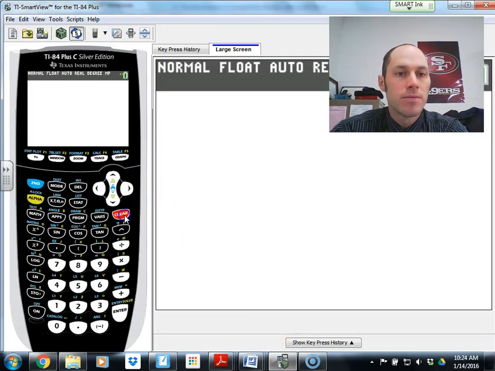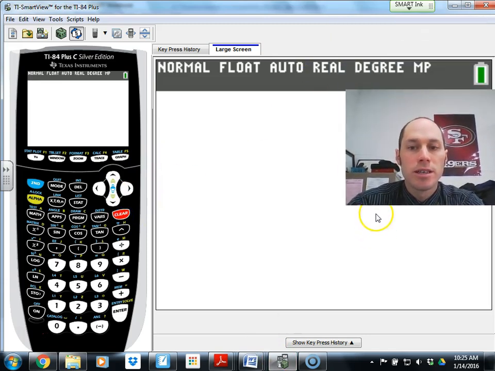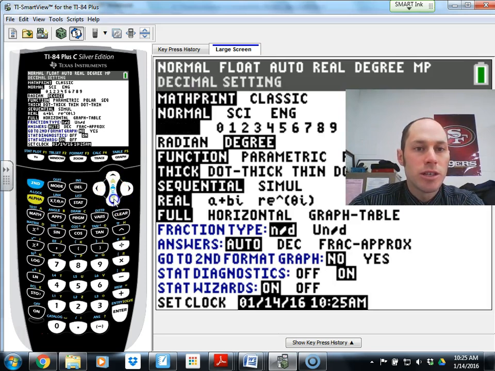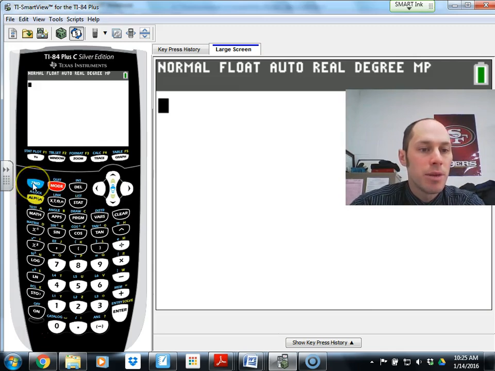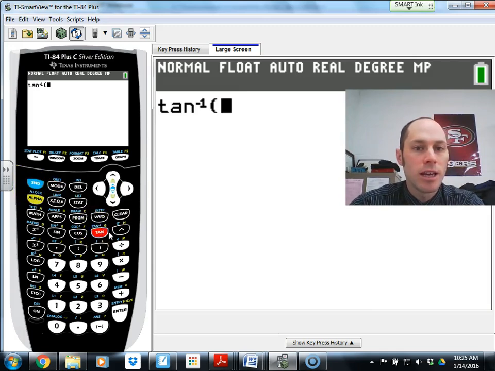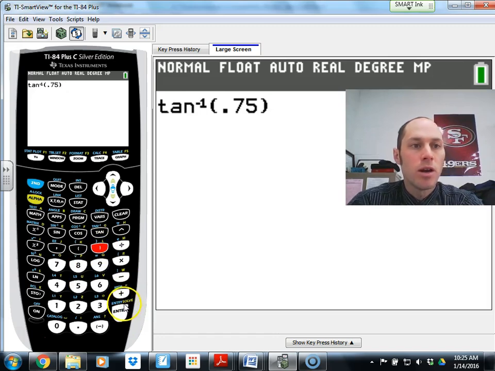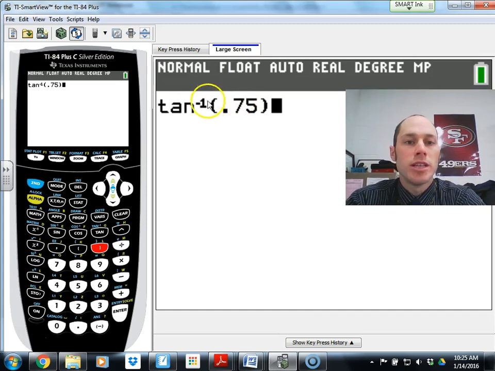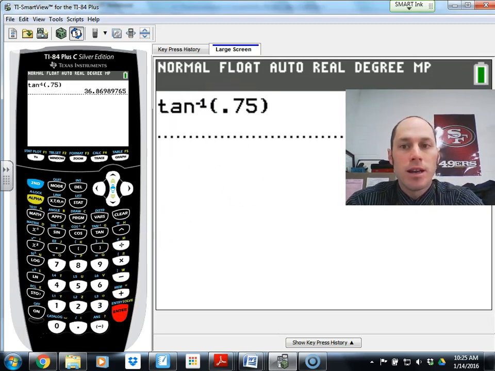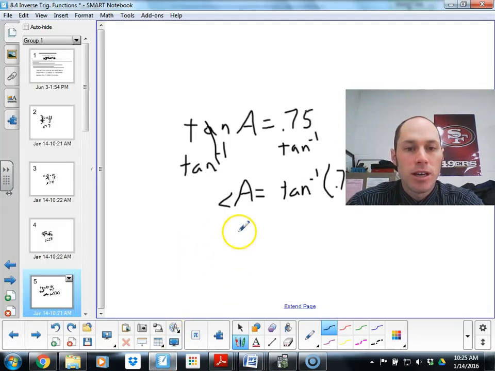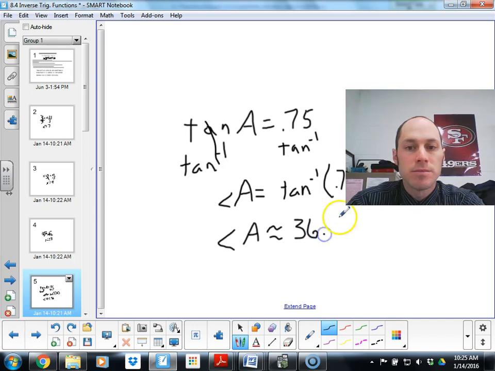On our calculator, first of all, you just want to make sure that we're set on degrees. So make sure your calculator's in degrees mode. And once that's set, we just type tangent inverse, so second tan. So I have tangent inverse of 0.75 because I'm finding which angle gives me a tangent ratio of 0.75. And it calculates and says that angle would be 36.9 degrees. So I would say angle A is approximately 36.9 degrees. Okay, so that's the basics of what we're doing.